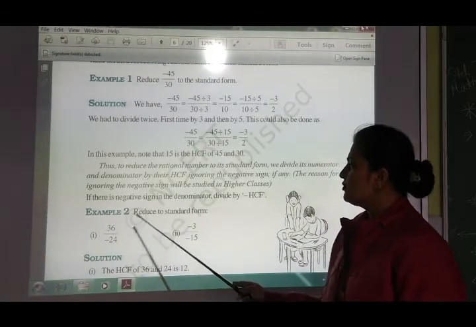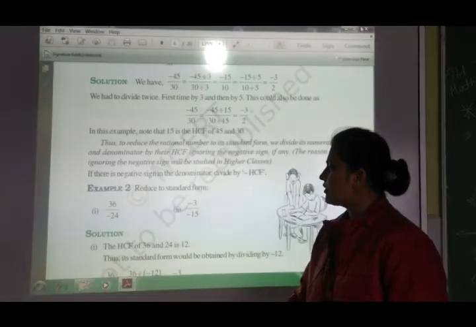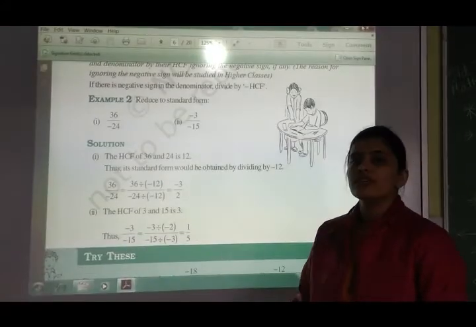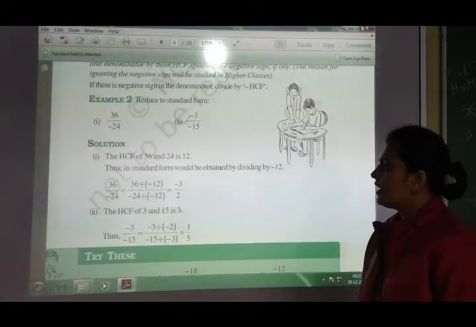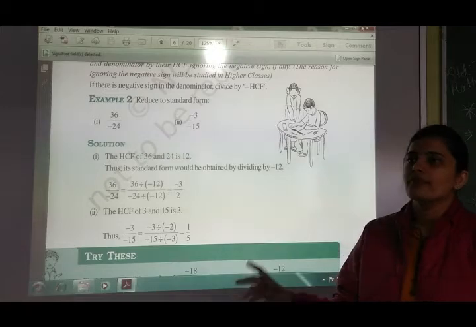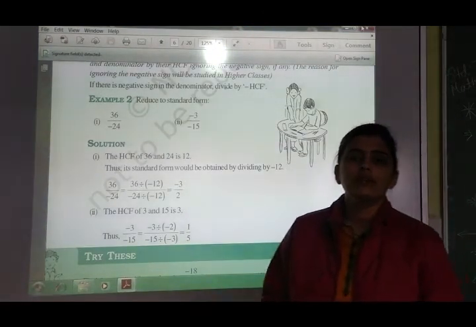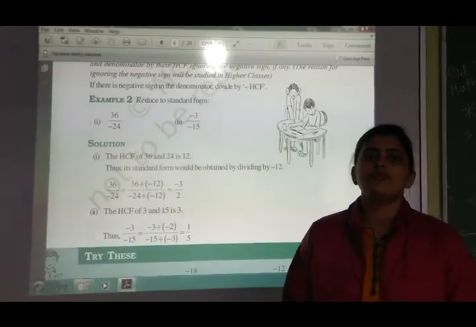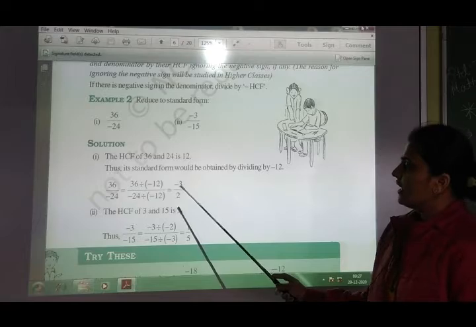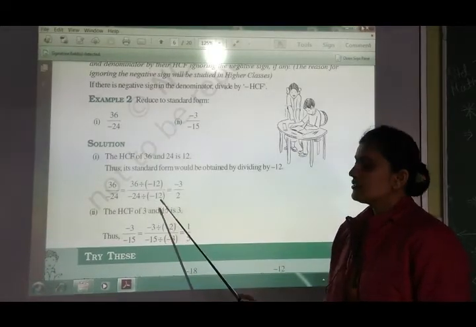Now, another example to reduce to the standard form. First, 36 by minus 24. So what is the HCF of 36 and minus 24? We have to find the common factors. The highest common factor is 12. Both 36 and 24 come in the table of 12. That means the highest common factor is 12. So divide both of them by 12. You can divide it by minus 12 also.